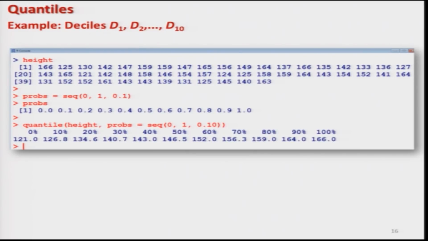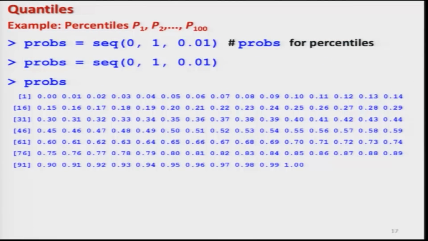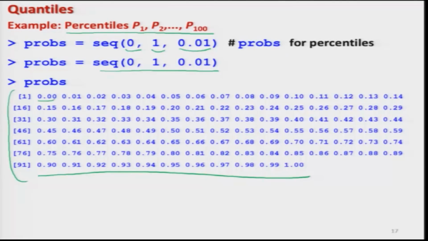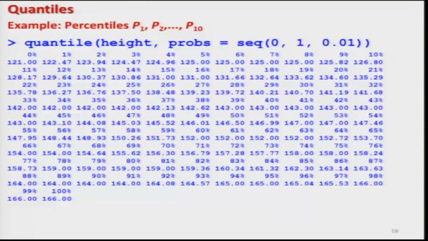I will show you on the screen also. Now, we try to compute the percentiles P1, P2, up to P100. It is pretty simple. I simply have to generate a sequence from 0 to 1 at an interval of 0.01. So I generate this sequence, and you can see these are the values obtained here: 0.0, 0.01, 0.02 up to 1. Now, just using the earlier command, I generate the quantile.